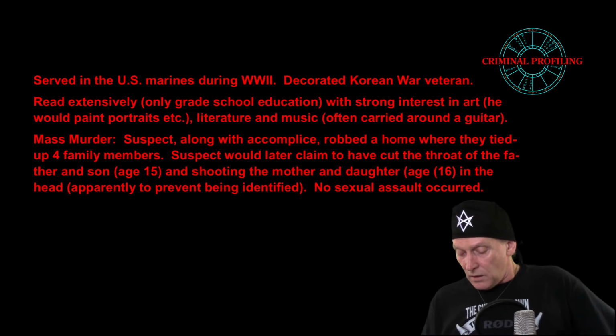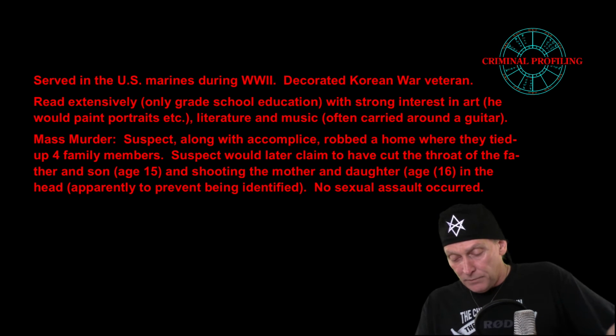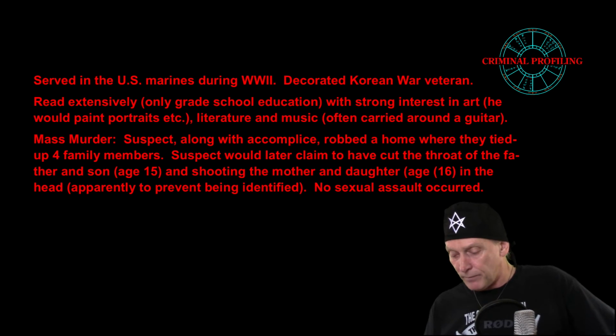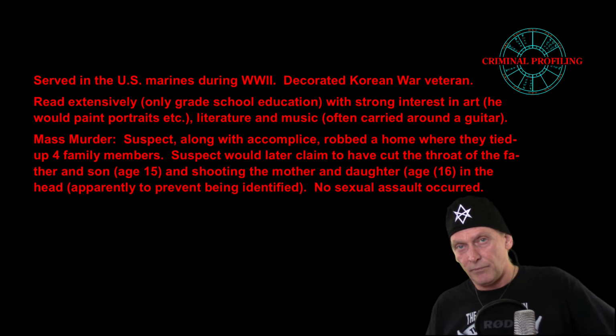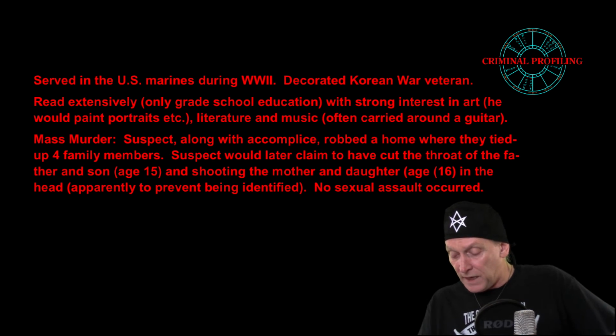Interesting. For the mass murder, the suspect, along with an accomplice, so there's two of them, robbed a home where they tied up four family members. The suspect would later claim to have cut the throat of the father and son, the son being age 15, and shooting the mother and daughter, the daughter being age 16, in the head. Apparently to prevent it being identified.